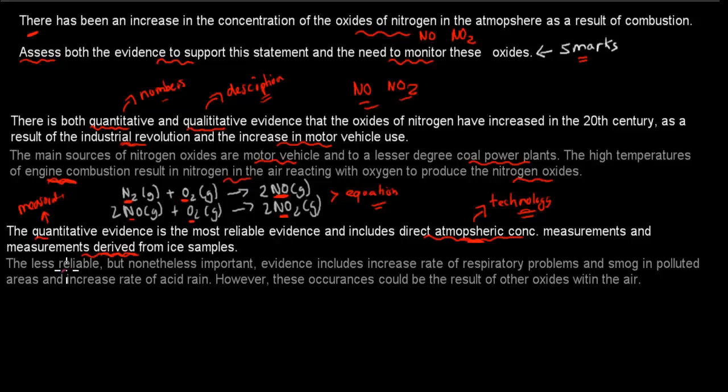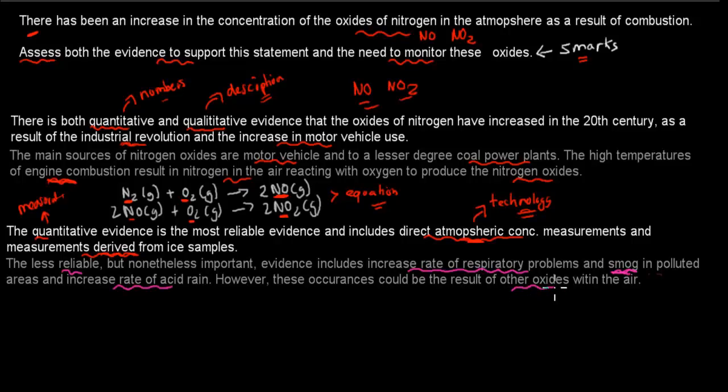So the less reliable, but nonetheless important, evidence includes the increased rate of respiratory problems. These are the qualitative ones. Smog, so photochemical smog in polluted areas, and increased rate of acid rain. So these are the qualitative evidences. The reason why that's not so reliable is that these occurrences could be the result of other oxides within the air.